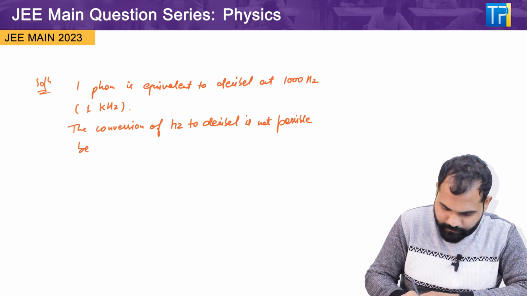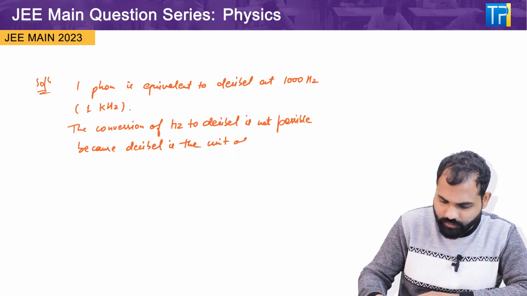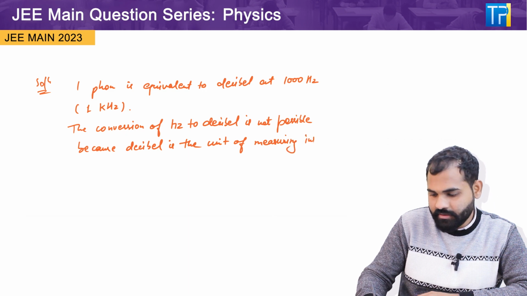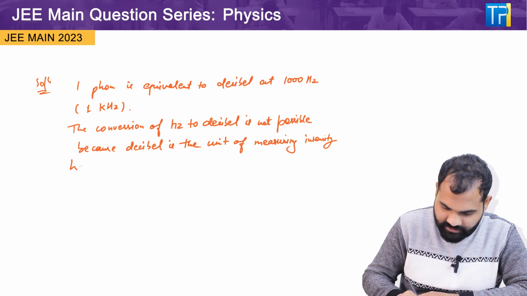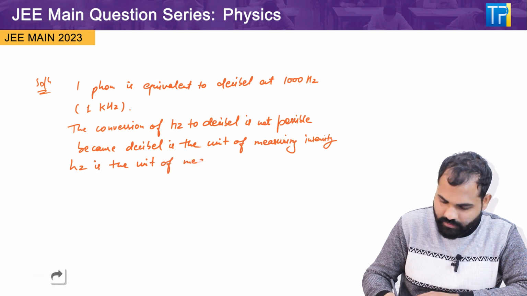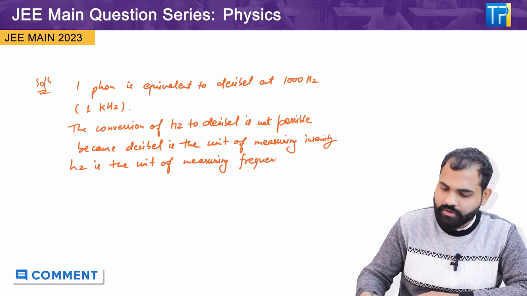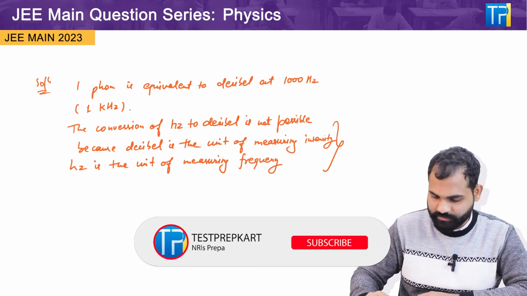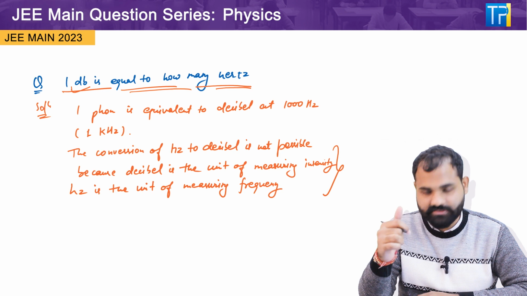because the decibel is the unit of measuring intensity, and on the other hand the hertz is the unit of measuring frequency. So this is not possible. Okay, so this is the solution of this question.